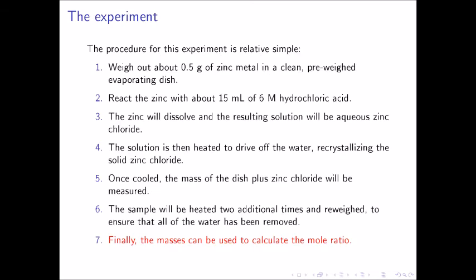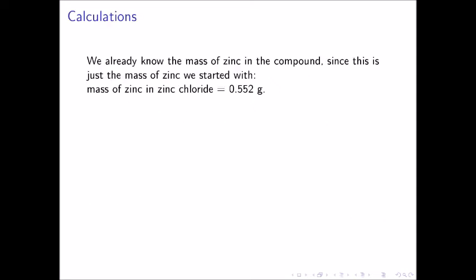At this point, we're now ready to perform our calculations. In order to calculate the mole ratio, we must know the number of moles of zinc and number of moles of chlorine present in our compound. In order to determine this, we need to know the mass of both zinc and chlorine that is in our compound. In our previous calculation, we determined the mass of the zinc in the compound. We found this to be 0.552 grams.